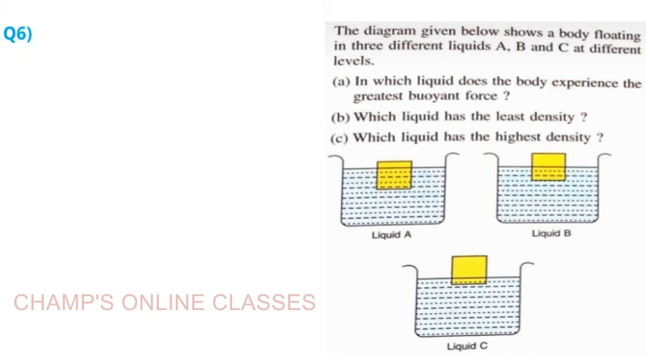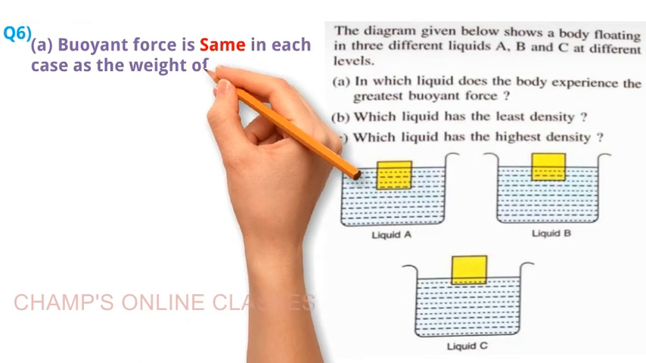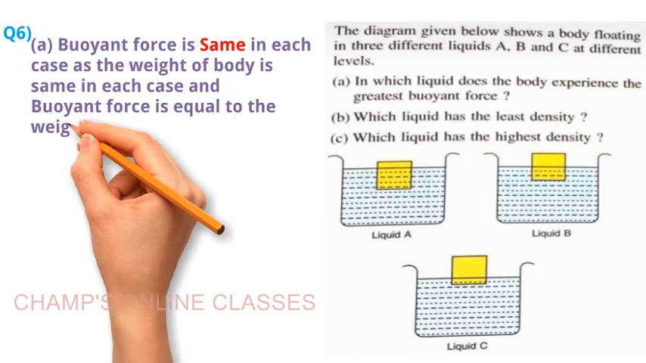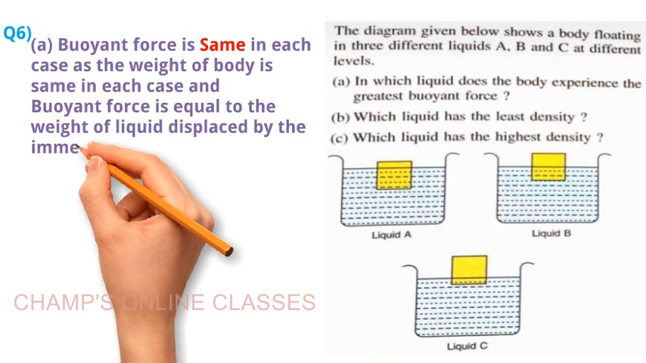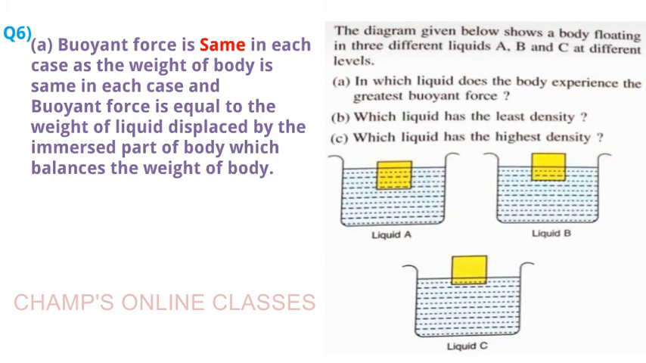Our sixth question is, the diagram given below shows a body floating in three different liquids A, B and C at different levels. A. In which liquid does the body experience the greatest buoyant force? The answer is, the buoyant force is the same in each case as the weight of the body is the same in each case, and buoyant force is equal to the weight of liquid displaced by the immersed part of the body, which balances the weight of the body.